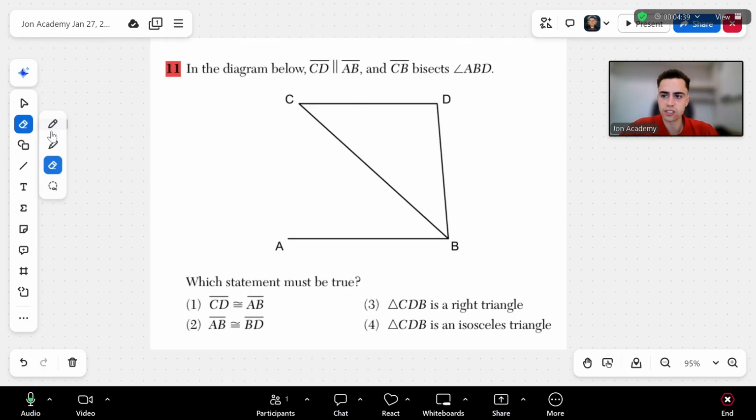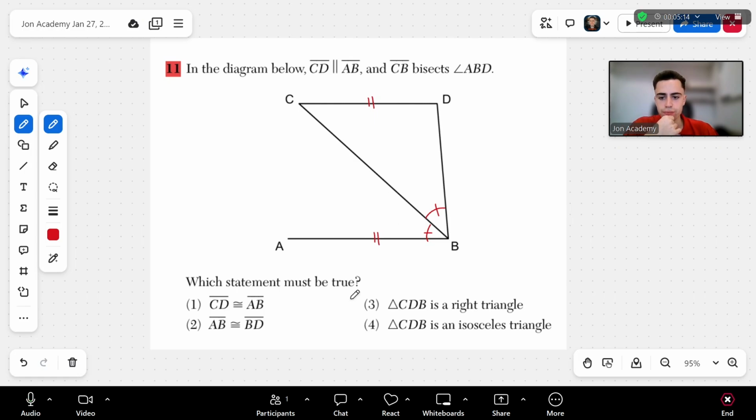So they gave us this drawing, no? CD is parallel to AB. So we can draw it here also. And CB bisects ABD. That means that this angle has the same size as this other angle because it's bisected, no? Split into half. And then they tell us here which statement must be true.